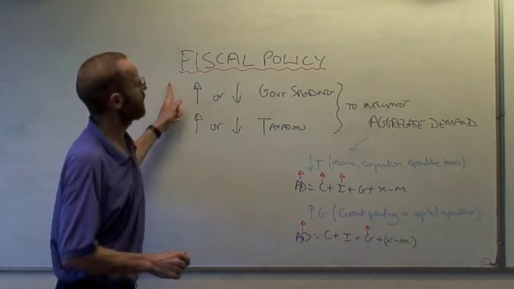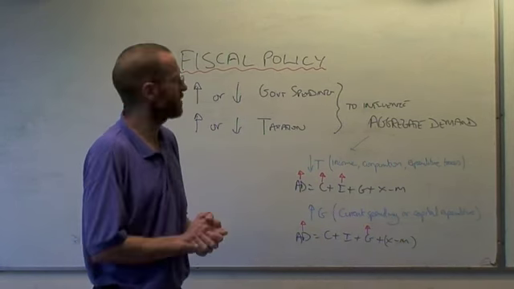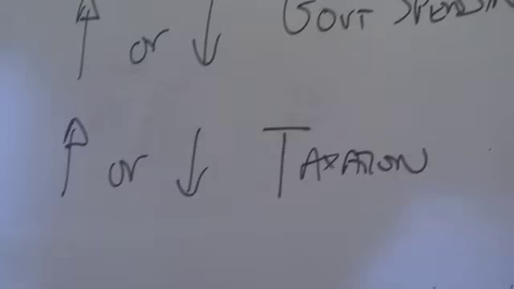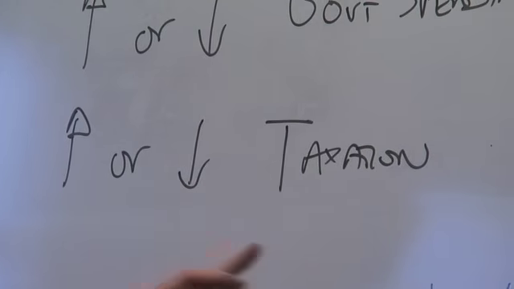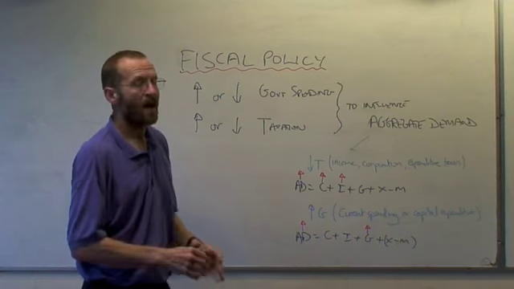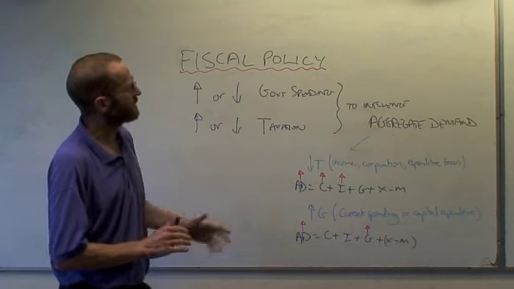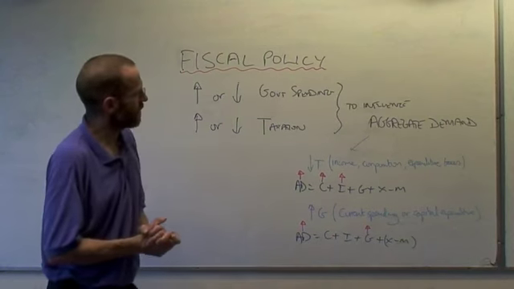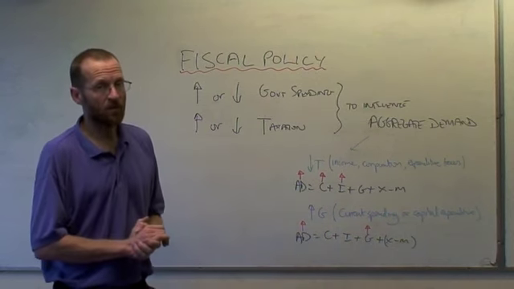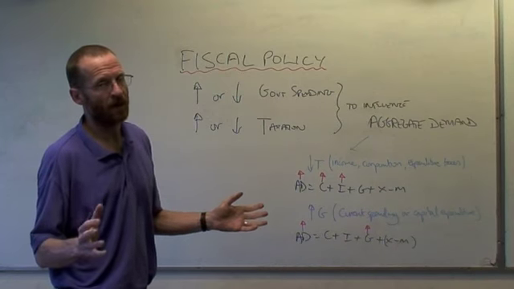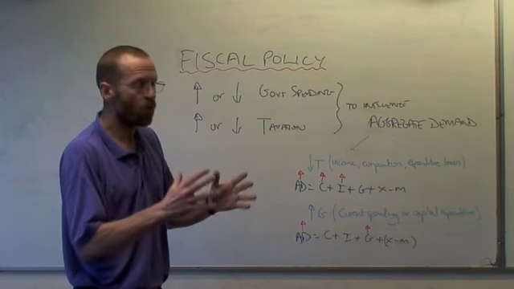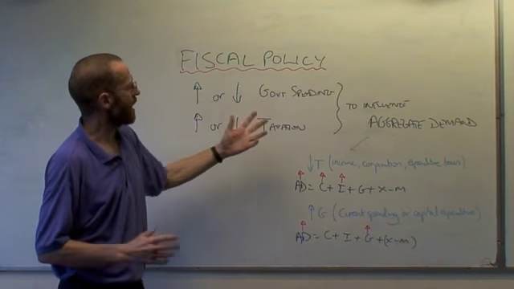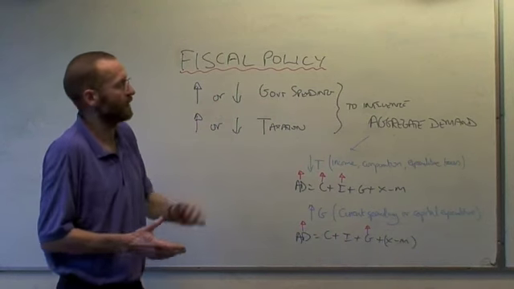objectives. Fiscal policy involves doing one of two things: either increasing or decreasing government spending, or increasing or decreasing taxation, or a combination of both. And the reason that the government does these is to influence aggregate demand within the economy. Right, how does it work? Well, let's say that they want to expand the economy. They want to achieve more demand within the economy. In that case, they would either decrease taxation and or increase government spending.